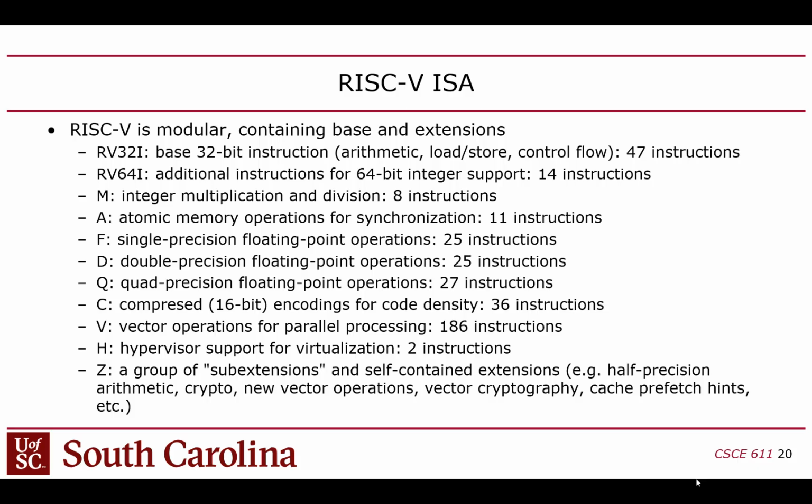That would be a cool thing to add to this class, some vector instructions, so we could start doing some higher performance processing. Then they have hypervisor support, and then they have a couple of Z sets of sub-extensions that add niche stuff like cryptography and cache hints. So currently those are all the ratified sets of instructions, and you can see that each category is fairly small.